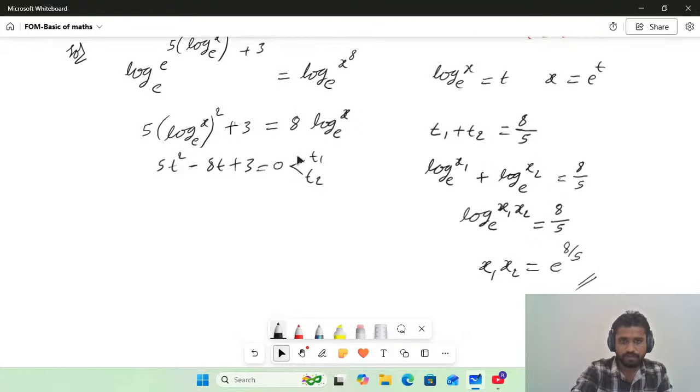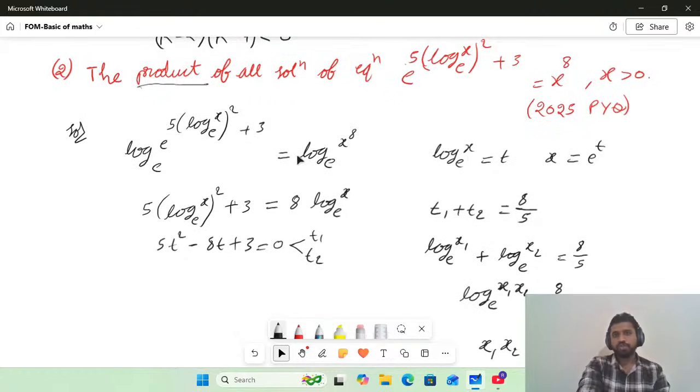So product of all solutions of this equation. Whenever you see power or multiplication, just apply log on both sides. If it is in power, it will come before the log. If it is in multiplication, it will be split into addition. Logarithm converts complex multiplications to simpler additions.